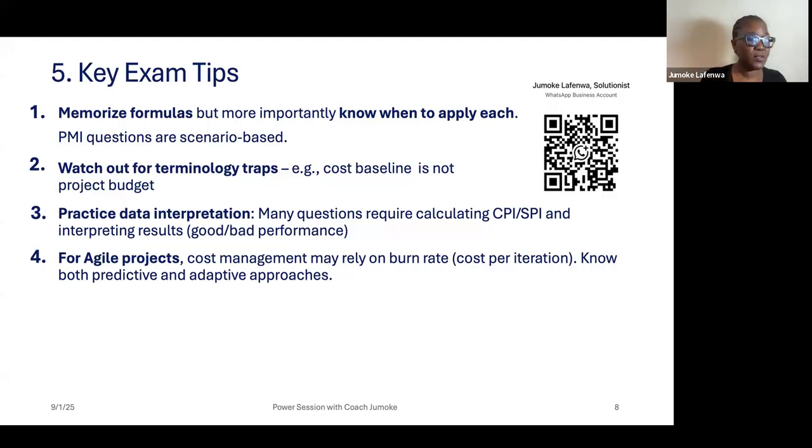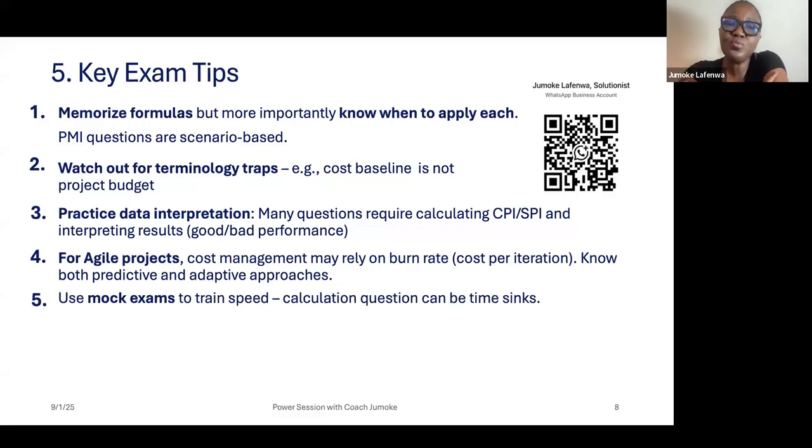But for predictive, you are planning from beginning to end. If you read the question and it says extensive planning from the beginning, there's nothing else it can be. It has to be predictive or hybrid, because hybrid has components of predictive in it. It can never be adaptive alone.